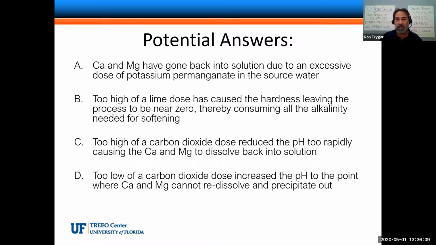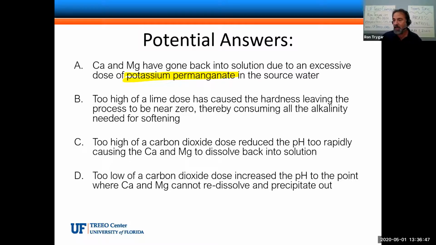So you really need to go through these 4 choices and look for things that work together, things that must go together. Similarly, we can say that calcium and magnesium in letter D are not going to redissolve and precipitate out. If they redissolve, they won't precipitate out. We don't want them to redissolve, so that's kind of the opposite of what we're trying to achieve. Nowhere in the question did it say we were feeding potassium permanganate in the source water. I'm not really sure where that's coming from.